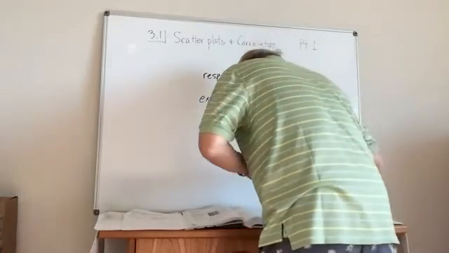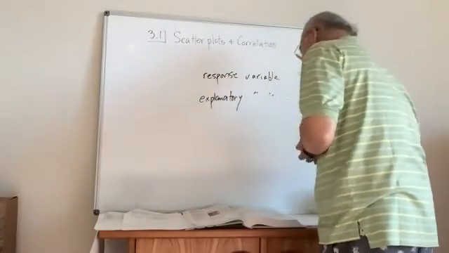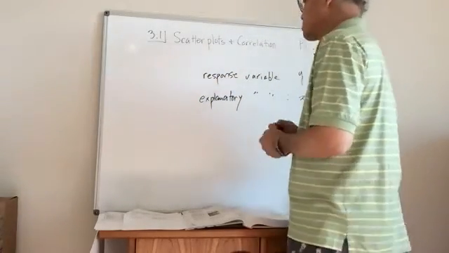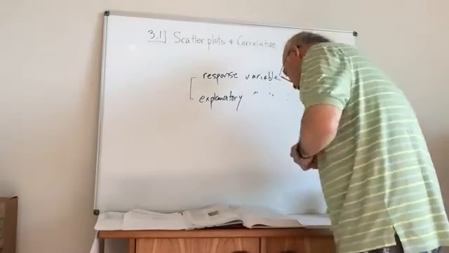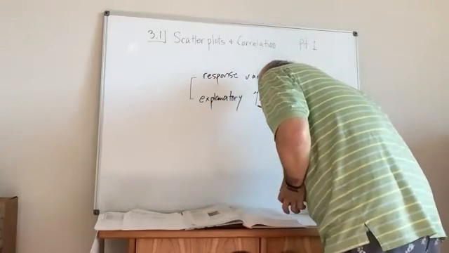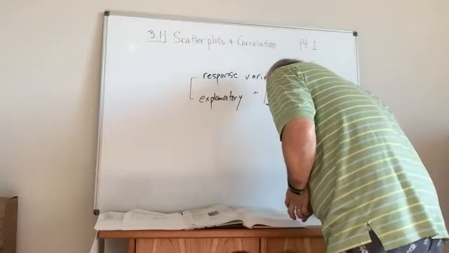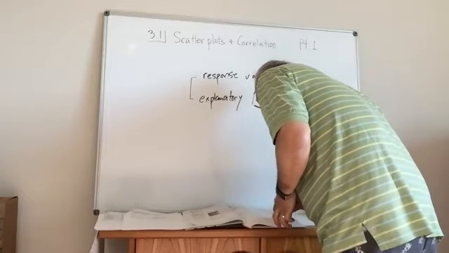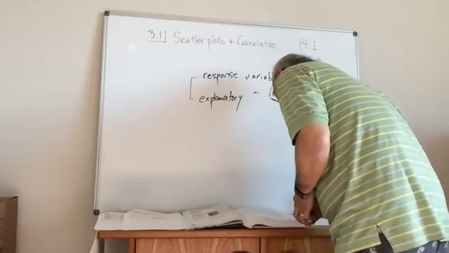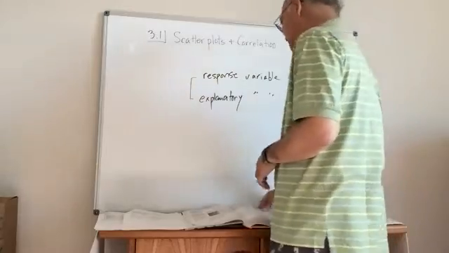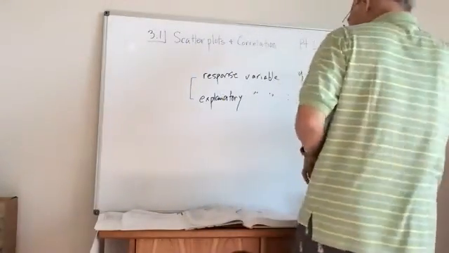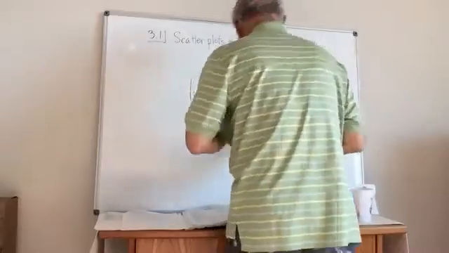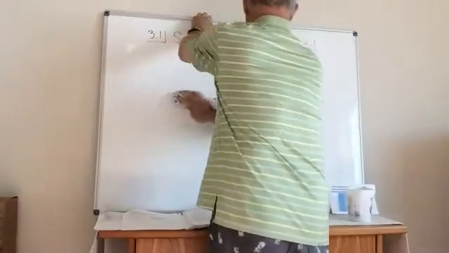If you go to page 153, there's a green box that explains the response and explanatory variables. The response variable measures an outcome of a study. An explanatory variable may help predict or explain the changes. Let's see if we can do the example on page 154.